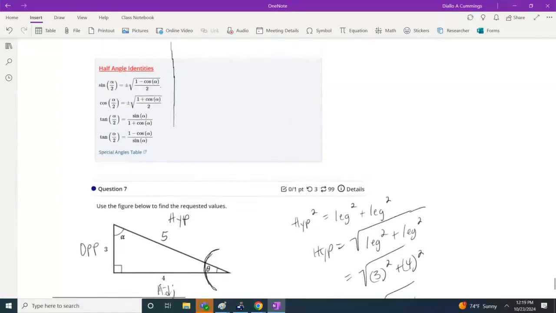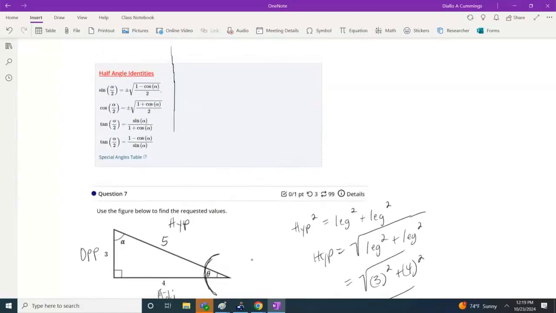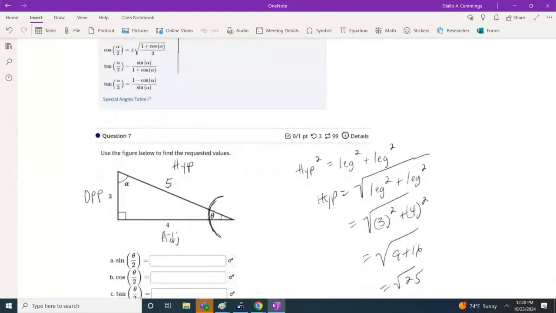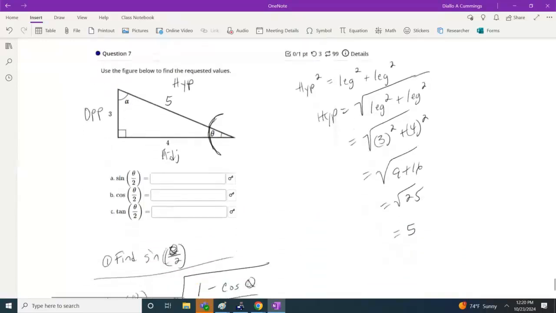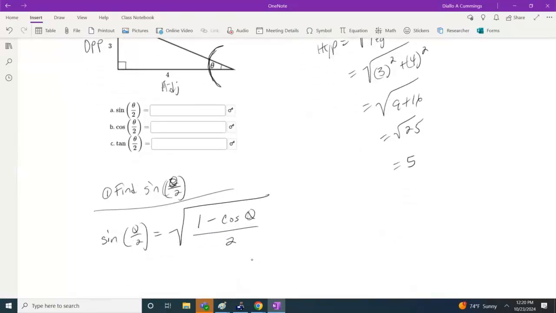You switched the alpha to theta? Well, notice up here they have alpha in the formula. That can be kind of confusing too. Notice that in my problem, I do have an alpha and I do have a theta, but they want the sine of theta over 2, not alpha over 2. So when I wrote out this formula, I just simply replaced that alpha with a theta. Okay.